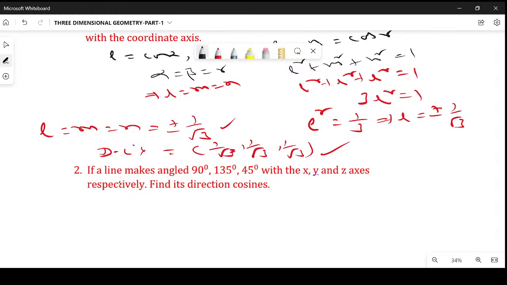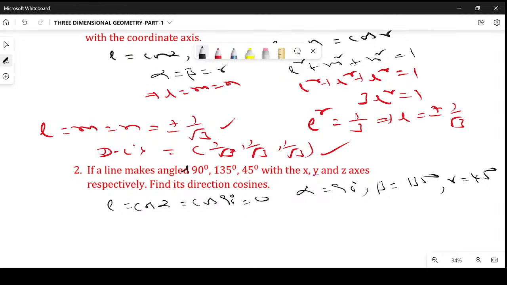Alright, now coming to another one. If a line makes angles 90 degrees, 135 degrees, 45 degrees with x, y and z axes respectively, find its direction cosines. Makes the angles means l equal to cos alpha, where alpha equal to 90 degrees, beta is equal to 135 degrees and gamma is equal to 45 degrees. l equal to cos alpha, so you will get cos 90 degrees, and cos 90 is 0.